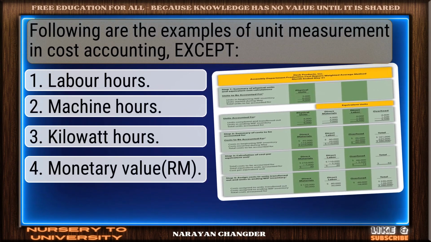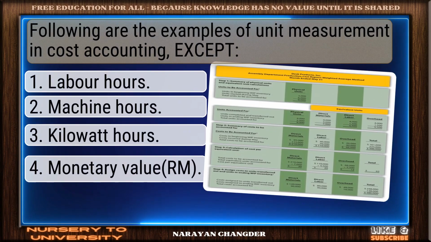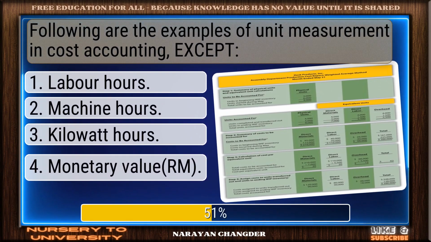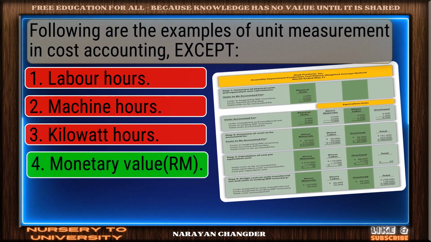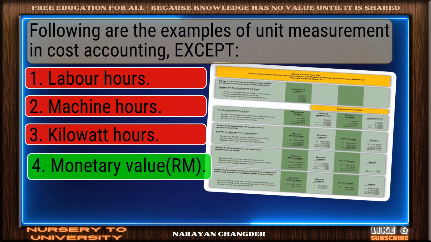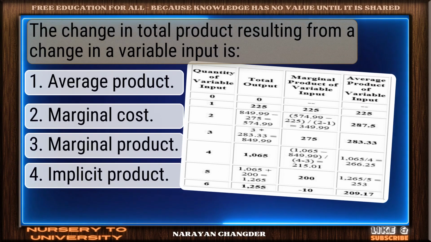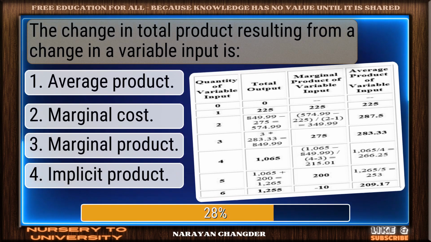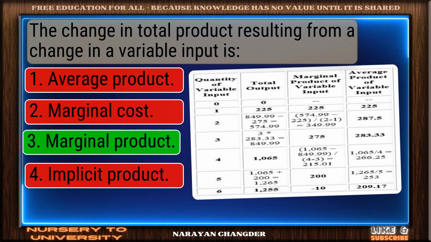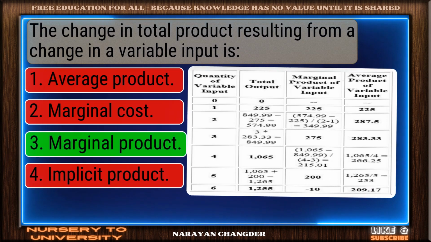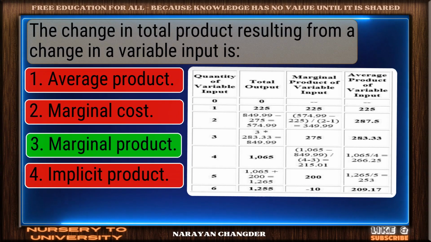Following are the examples of unit measurement in cost accounting, except. Perfect. Monetary value is the one. The change in total product resulting from a change in a variable input is. Nice work. Marginal product fits perfectly.